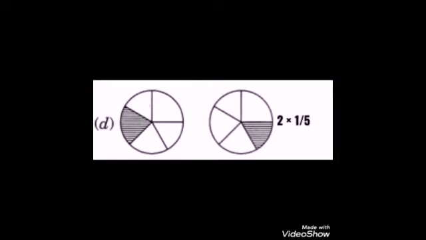Here is the diagram of subdivision D, which consists of two circles. Each circle is separated into 5 parts. Out of these 5 parts, only one part is shaded. The remaining 4 are unshaded. Therefore, the fraction of the shaded region is 1 by 5. Since we are given 2 circles, we can represent it as 2 times 1 by 5, that is 2 into 1 by 5. Hence, our first subdivision 2 into 1 by 5 represents diagram D.